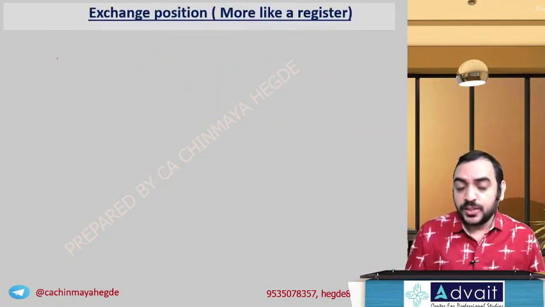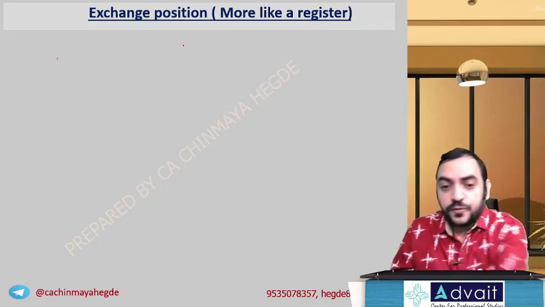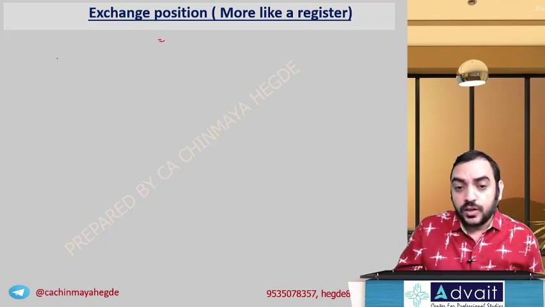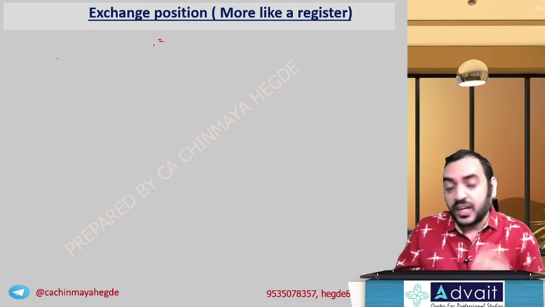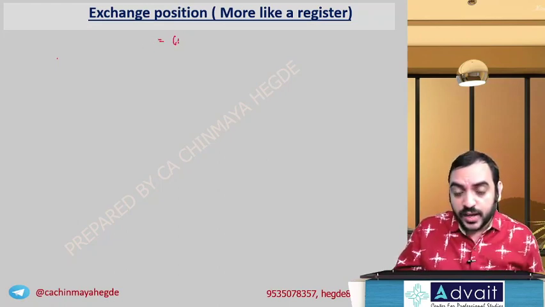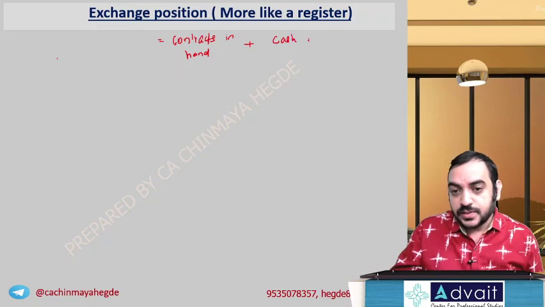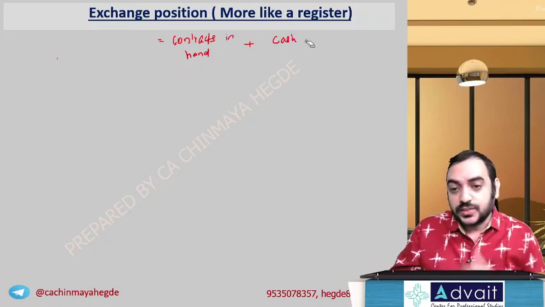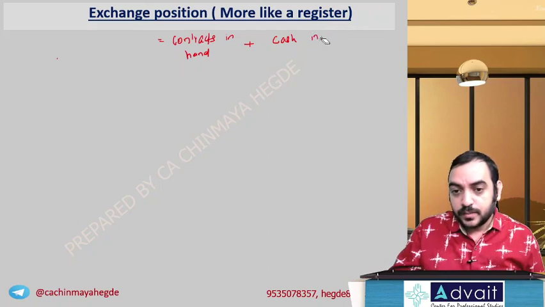One is the exchange position, which is more like a register. It comprises what amount you have in foreign currency terms: the contracts in hand, plus cash in hand, plus cash positions. Cash in hand means cash equivalents, cash in hand plus bank balance, contracts in hand plus cash position.